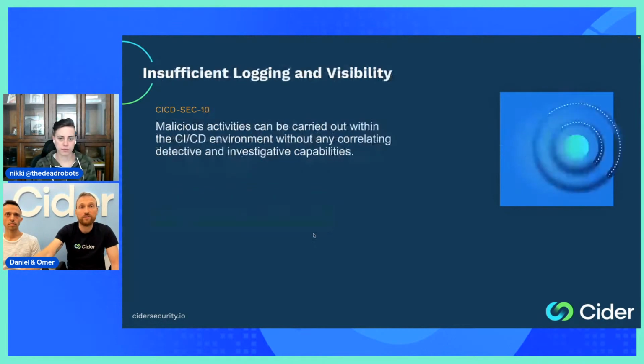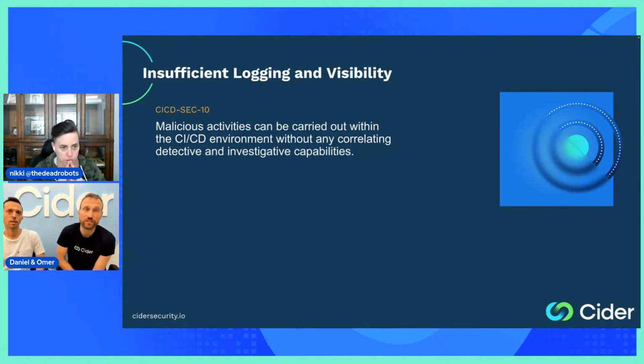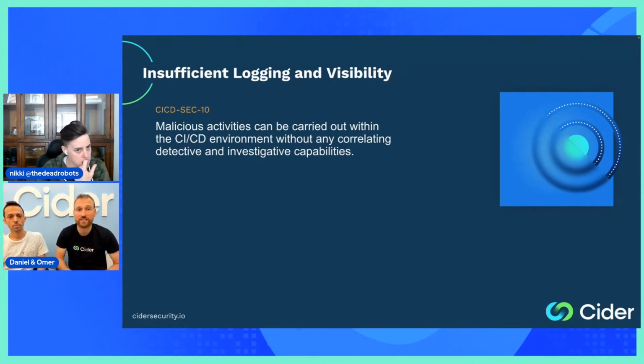And then the last risk that is specific to what happened here is insufficient logging and visibility. This is risk number 10 in the top 10 project. The risk allows malicious activities to be carried out within the CI/CD environment without defenders having any correlating detective or investigative capabilities. Logging and visibility, generally speaking, is an important building block for any type of environment that is targeted by attackers, of course, CI/CD included.